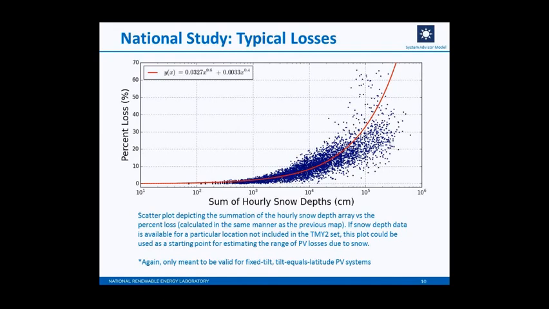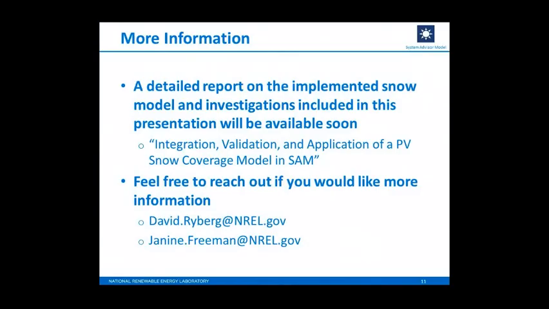This second plot that I have here is all the same data from the plot right before it, only I've gotten rid of the geographic location data. All I've done is for each year, I've plotted the percent loss, calculated in the same manner that I mentioned earlier. And on the x-axis, I plotted against the sum of the hourly snow depths. So this is just taking the array of the snow depth data and simply summing it all up. Doing that helps to maintain both how much it snows and also how long the snow is present. It contains both of those parameters.